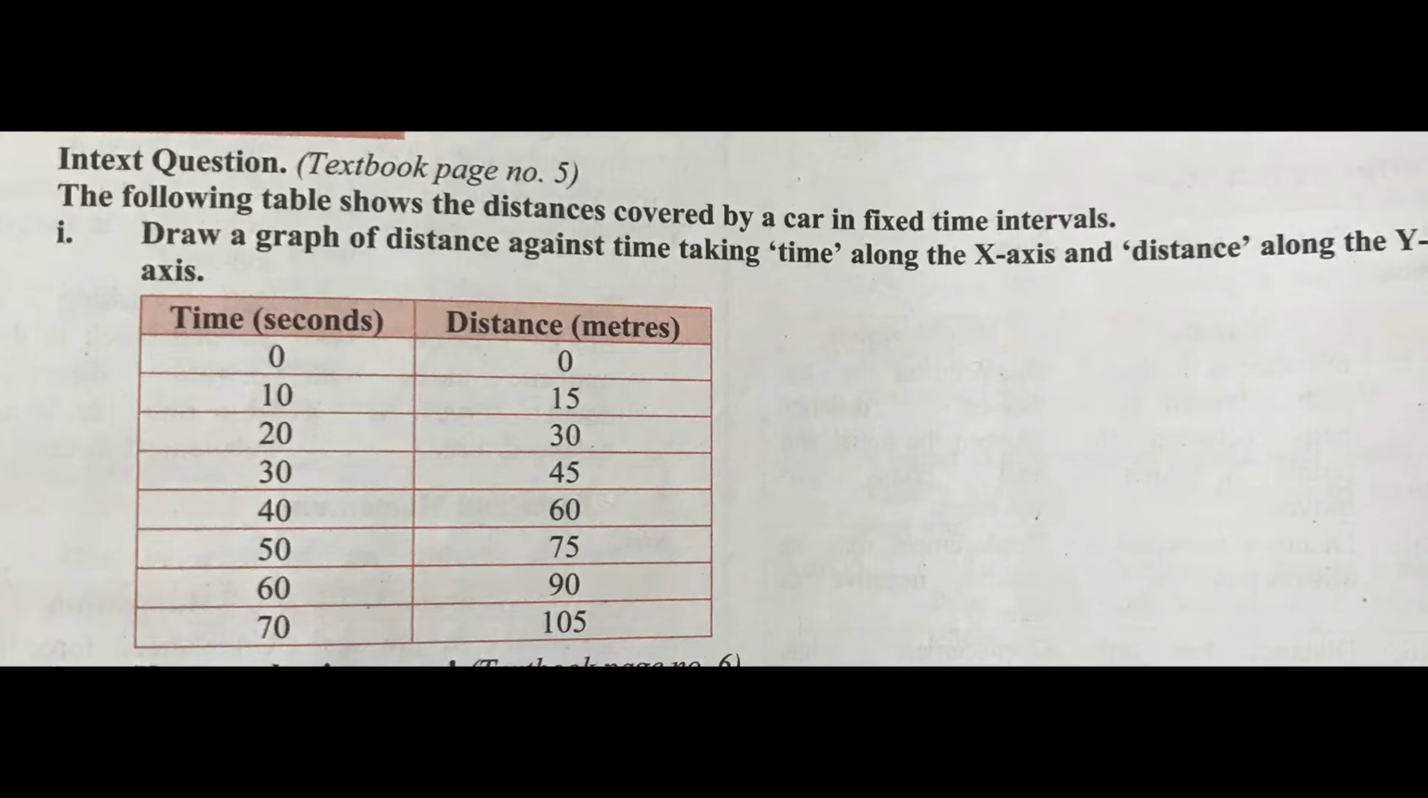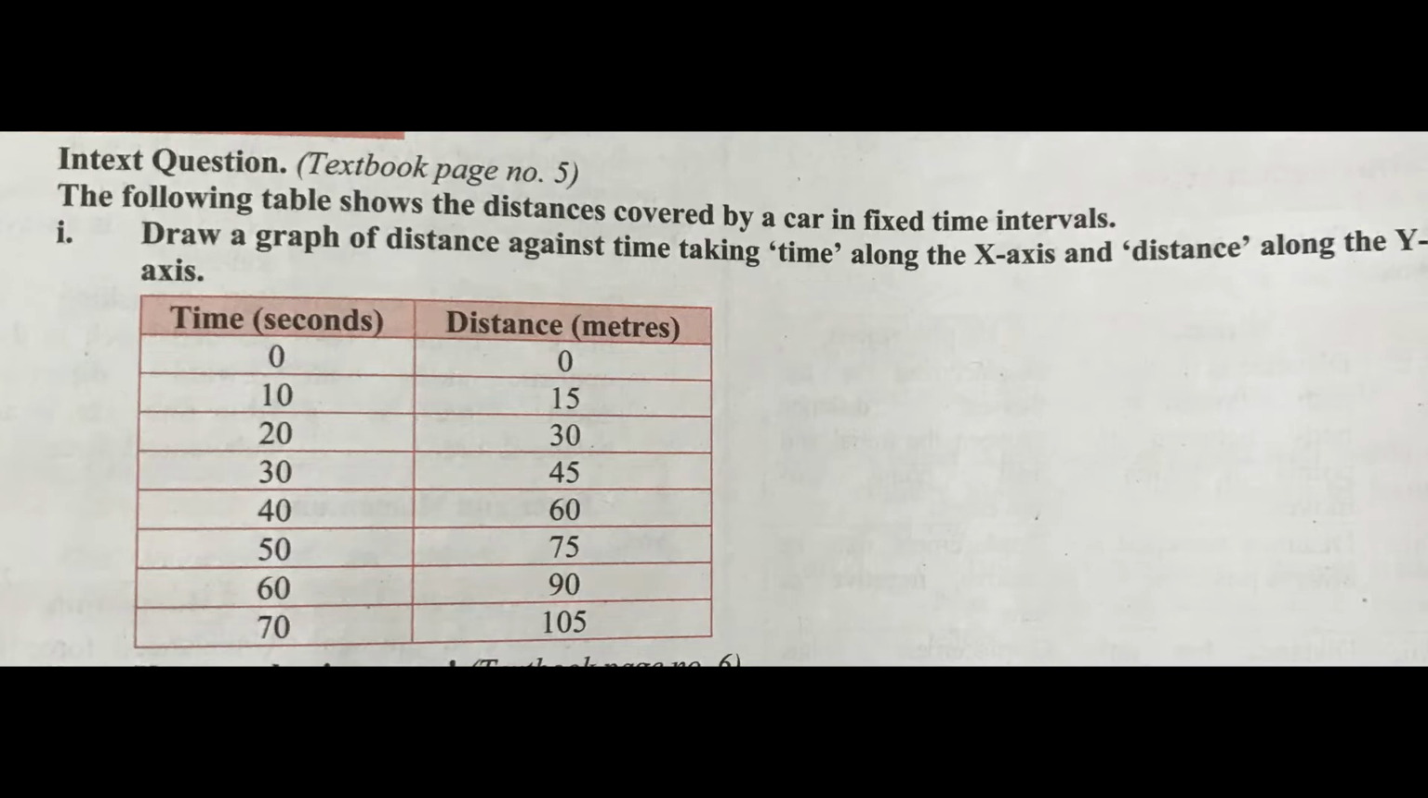On page number 5 you may see there is a distance time graph for uniform motion. They have given a table. The following table shows the distances covered by a car in fixed time intervals. Okay, they have given the values. You have to draw the graph. I have shown the graph.